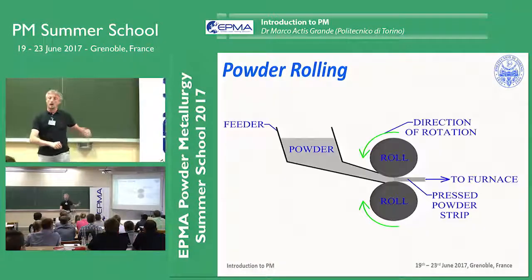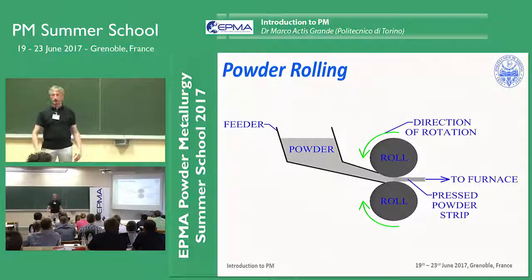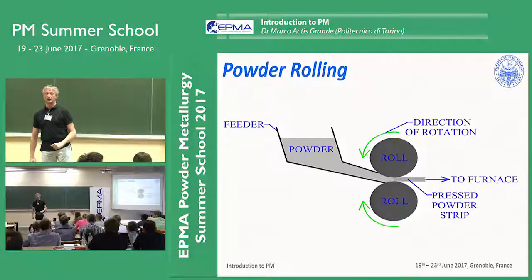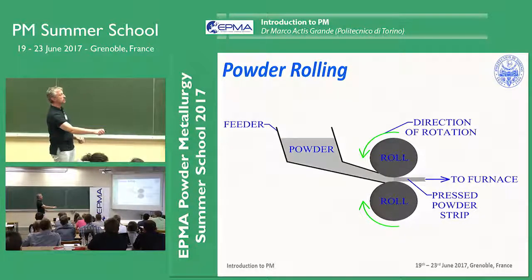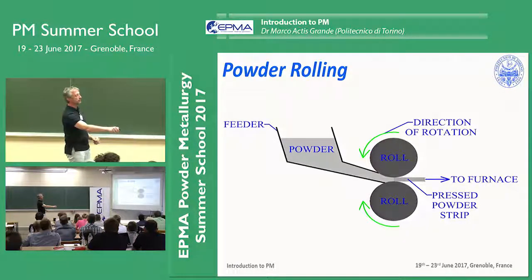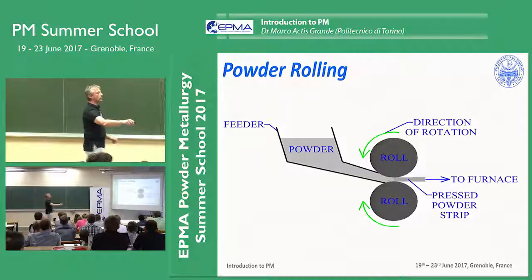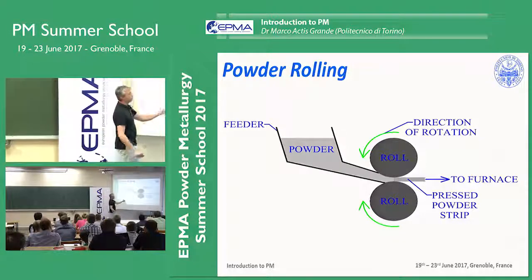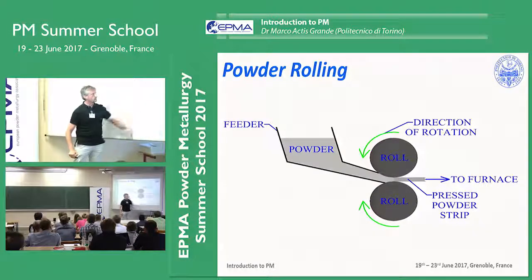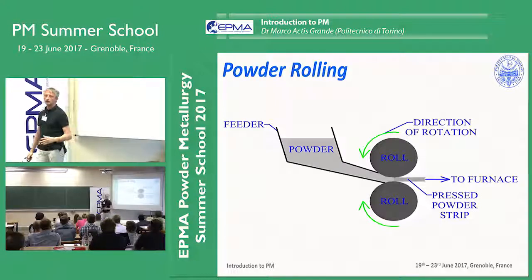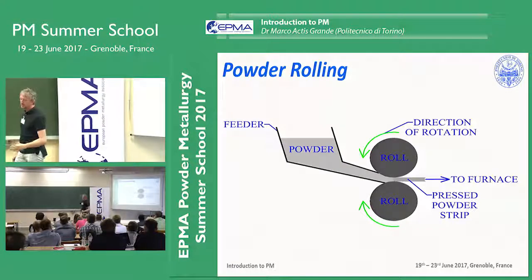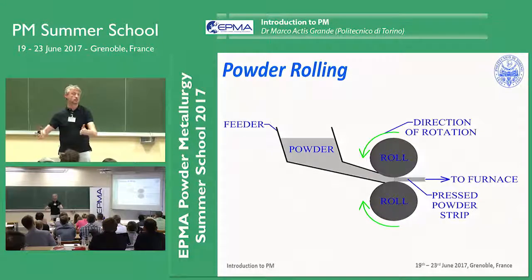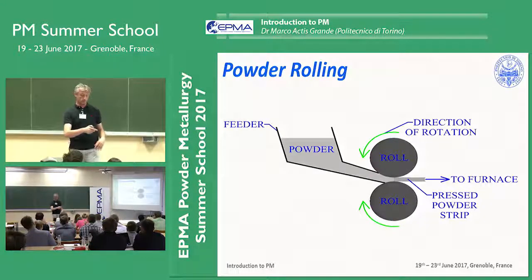Now, another type of production is powder rolling. That is going to the alternative shaping methods. Very easy. You get a feeder, powder, and then you have rolls, which are rotating, and then what comes out from the roll is a pressed powder strip, which can directly go to the furnace, the sinter, for getting your finished strip or your finished product or elongated product.